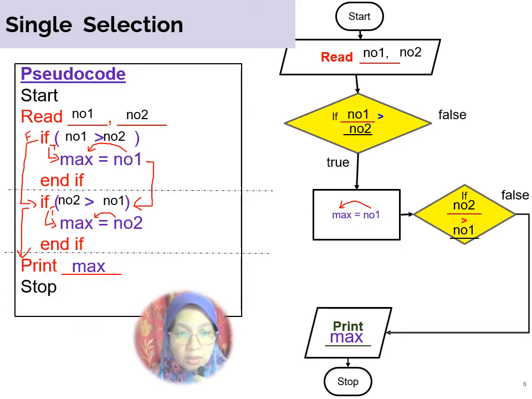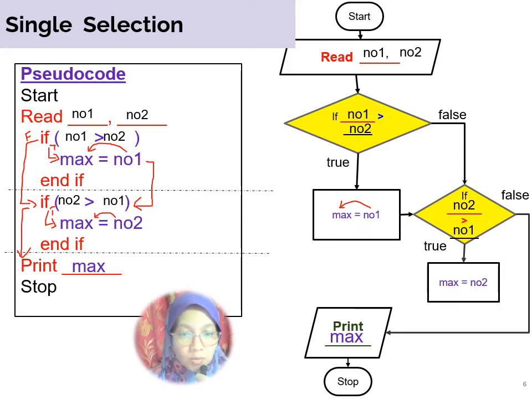Okay, how about if false? What happens if number 1 is not more than number 2? You can see here, if false, go to the next if. They will not execute this statement. They will execute below that statement true. So below that statement true contains an if. See, we go to the next if. Number 2 is more than number 1. For sure it is true. So when it is true, what to do? Number 2 is assigned into max.